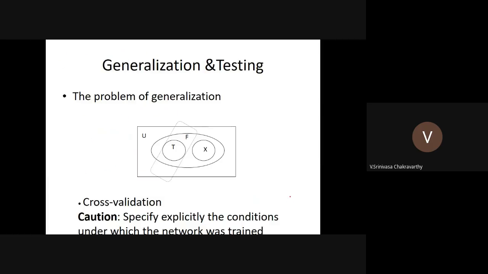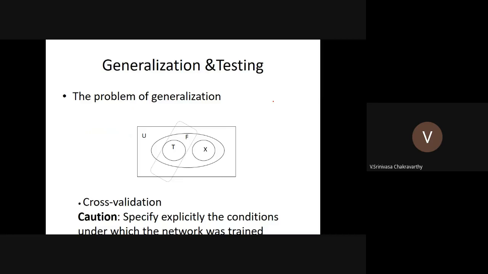Okay, that comes to the idea of generalization. Although we said the objective of training is to minimize the training error, pushing it excessively to reduce the training error too much is also not a good idea, because the ultimate objective is to make sure that the network performs well on an independent data set, which is the test set.